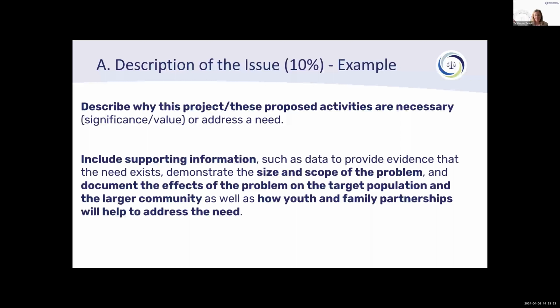This is cut and paste from the solicitation. Describe why this project or these proposed activities are necessary or address a need. So you need to answer that. You also need to include supporting information, such as data to provide evidence that the need exists, demonstrate the size and scope of the problem, document the effects of the problem on the target population and the larger community, as well as how youth and family partnerships will help to address the need. So in that section A, that is what you need to respond to. So again, thinking of it in those different ways, and again, reminding you that this section is worth 10% of the score.